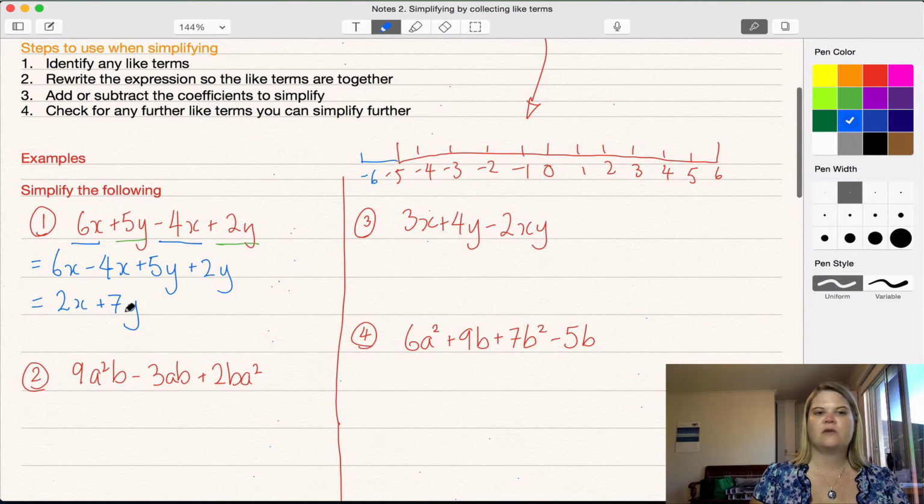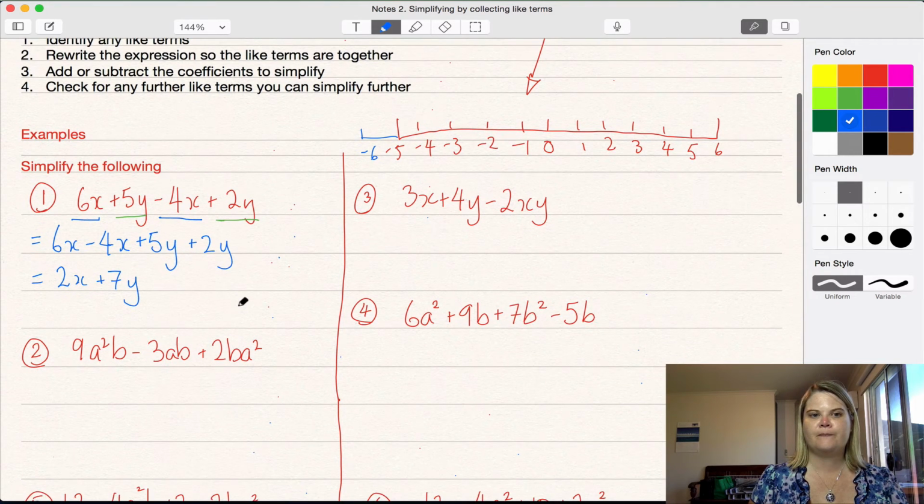We've got an x term, we've got a y term. They're not like terms, so we can't simplify that any further.